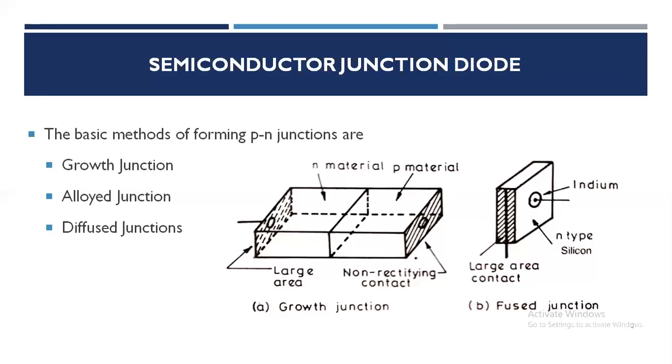The next junction is the alloy junction. It is also called a fused junction. This is a technique for making a PN junction by alloying a metal containing doping atoms onto a semiconductor with the opposite type of dopant. The second figure shows the fused junction, also called the alloy junction.